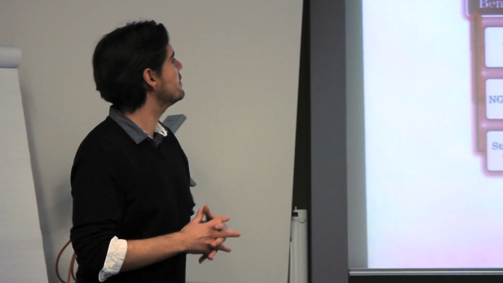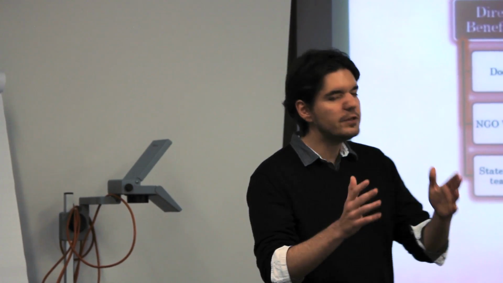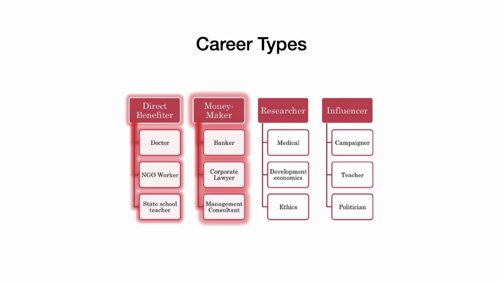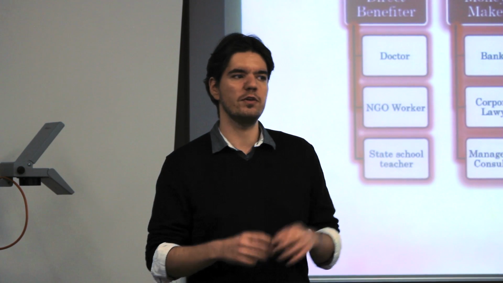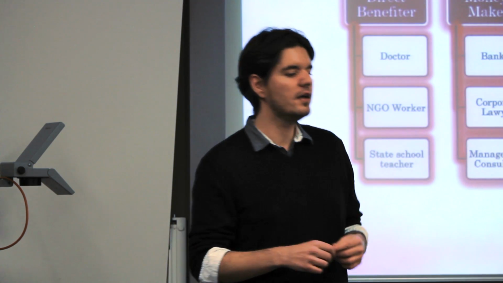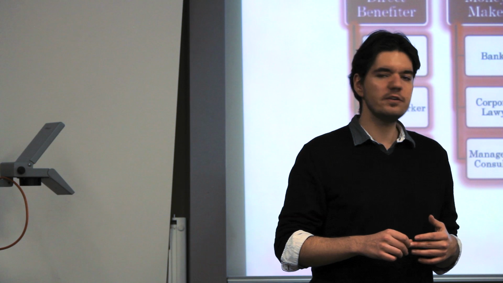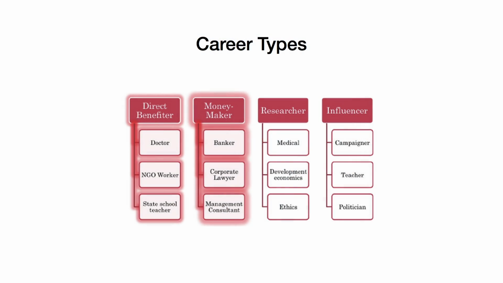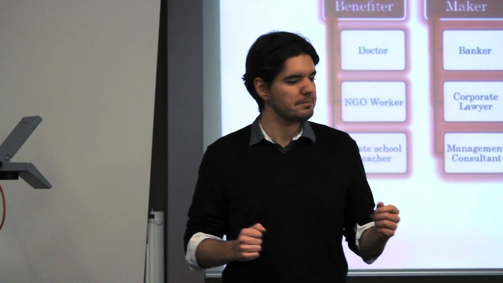So when we try to think about the ethics of career choice, we can come up with the following categorization that's quite useful. One first type of career that you might go into is direct benefiting. So a direct benefiter would be a doctor, for instance, an NGO worker, a teacher, whatever. Someone interacting directly with the world, providing help directly. Another career type is moneymaker. That could be a banker, a corporate lawyer, for instance. Yet another type would be a researcher, could be in medicine, could be in economics, developmental economics, for instance, could also be in ethics, reflecting on these very questions. And the fourth type would be influencer, so you could become an activist, a campaigner, a politician, whatever.